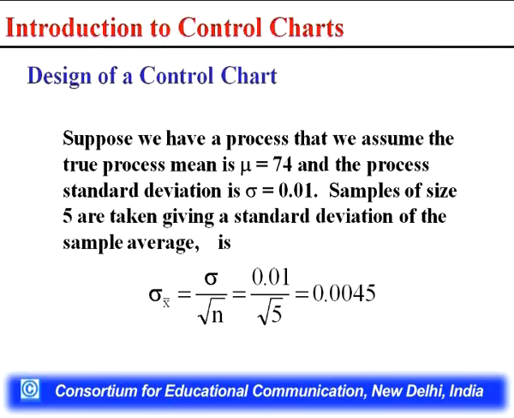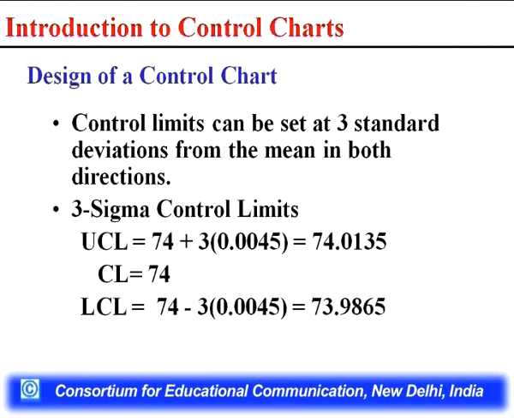Samples of size 5 are taken, giving a standard deviation of the sample average, sigma x bar, equal to sigma divided by root n, where n is the sample size. In our case, it is 5.01 divided by root 5, which is 0.0045. So this is sigma x bar, the sigma of the sample means.